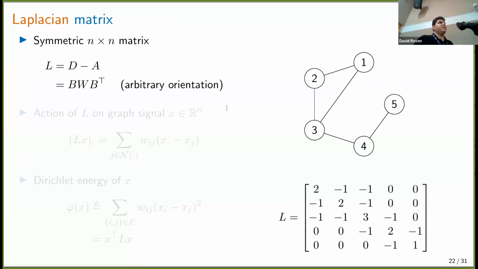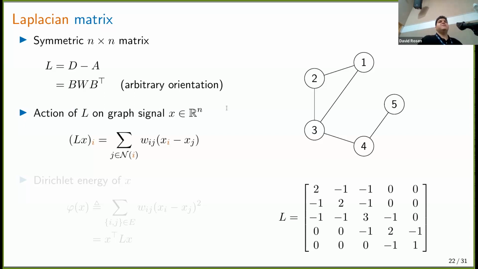Now, the main character in spectral graph theory is the Laplacian matrix. And you can define the Laplacian in multiple ways, but since we already know about the degree matrix, adjacency matrix and incidence matrix, it's good to know that you can write L as the degree matrix minus adjacency, or you can write it as incidence matrix, some weight matrix W, and incidence matrix transpose. So the weight matrix is just going to be a huge diagonal matrix of size number of edges by number of edges, and you put the weight of edges on the main diagonal. Again, you know the drill.